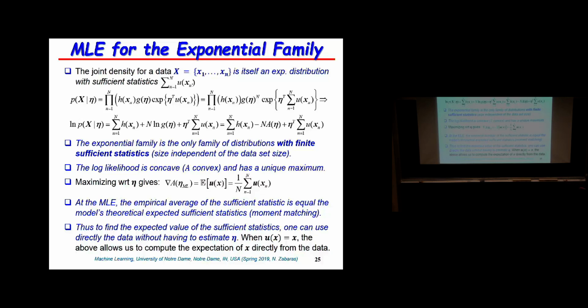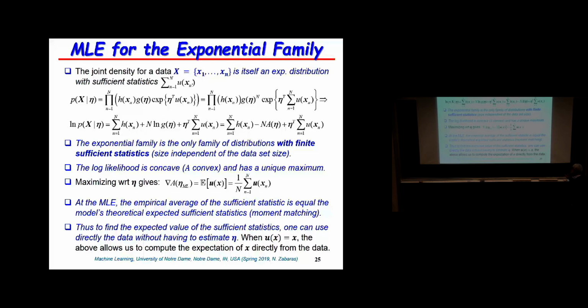So if you take the logs of this, you get some summation of these factors. So you get n times log of g. Log of g is minus A. And then you get eta transpose the summation of the sufficient statistics of xn. So if you want to find the MLE estimate of the parameter theta, you have to take derivatives with respect to eta. So what's the derivative of this term? N times, what's the derivative with respect to eta of A?